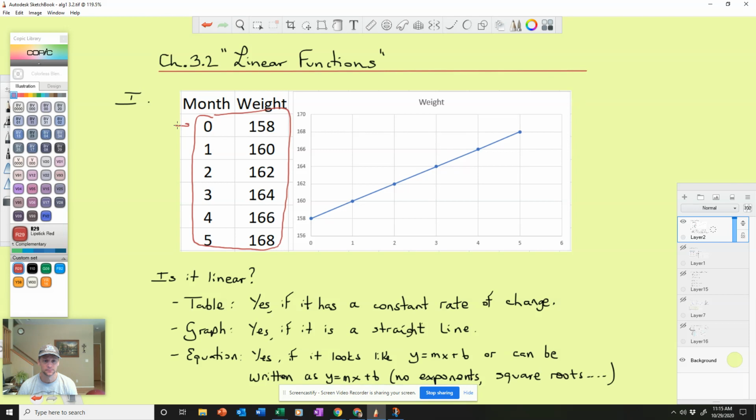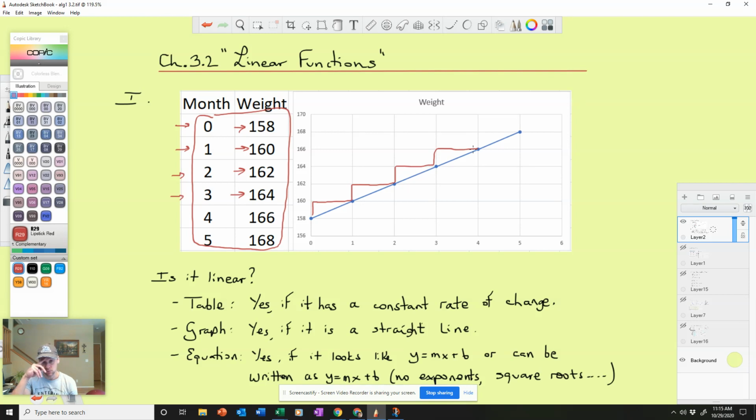At month 0, when I started, I was 158 pounds. And after a month, I was 160. And after 2 months, I was 162. And after 3 months, I was 164, and so on. I was gaining 2 pounds per month. Now, if you were to make a graph, that graph would look like this. It would make a perfectly straight line because you're going up 2 pounds for every 1 month, 2 pounds every 1 month, 2 pounds every 1 month. And because it has a regular rate of change, it's going to be a straight line. That is a linear function. It's a function where when you graph it, you get a straight line.